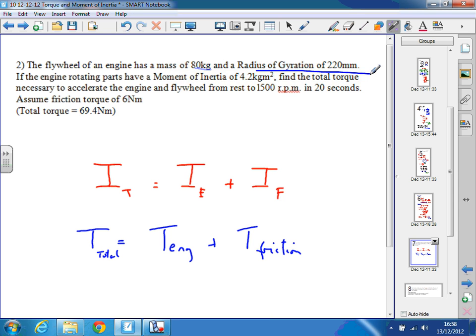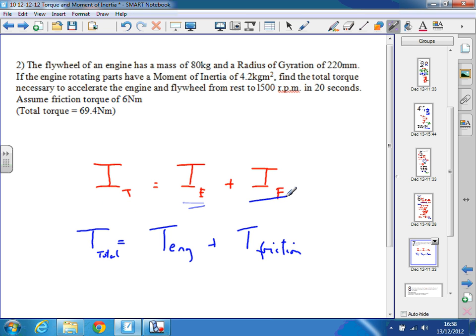So actually, Alan, in this particular case, we don't need to take into account whether it is a solid flywheel or a rimmed flywheel, because it's giving us k directly. The radius of gyration is 220, so that's giving us k. And we have to add to the moment of inertia of the flywheel the moment of inertia of the rotating engine parts. So the total moment of inertia is the moment of inertia of the engine parts, which is 4.2, plus the calculated value for the moment of inertia of the flywheel.